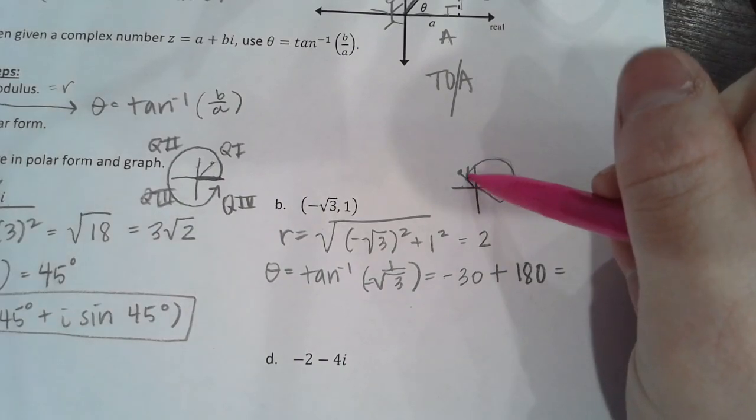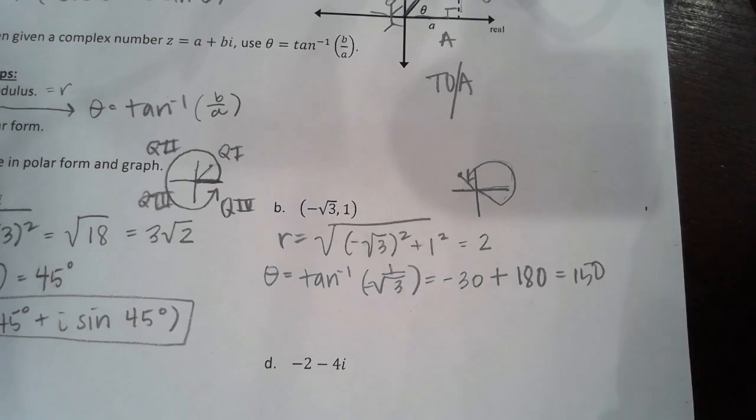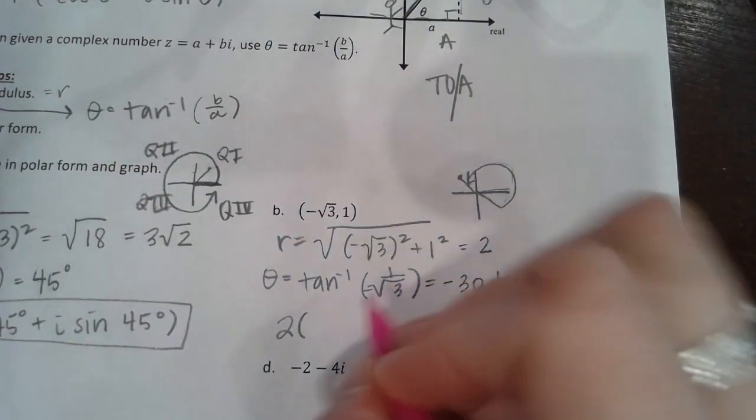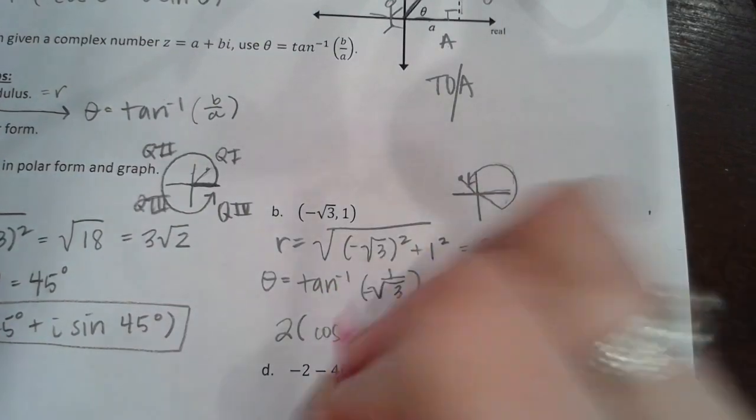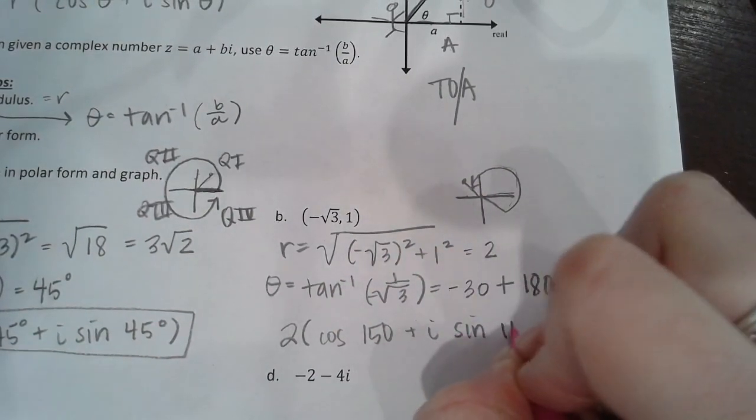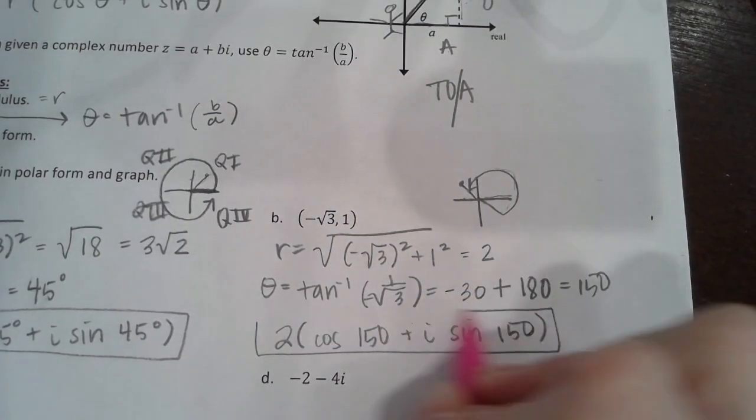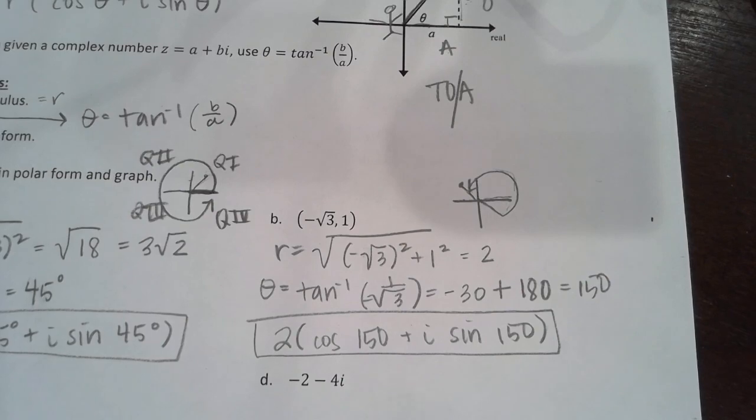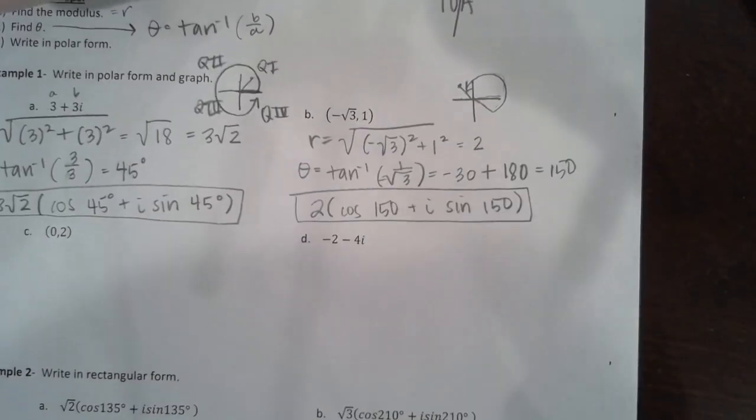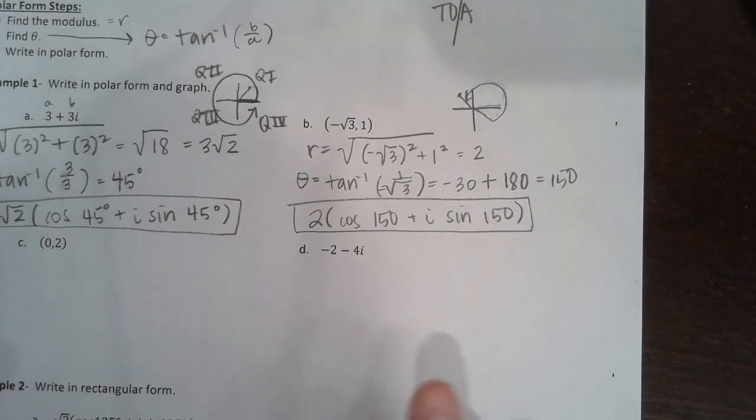So negative 30 and 180 make 150, and now we can write our polar form. So we have 2, our r, times cosine of theta, plus I sine of theta, like that. So you just have to think about where your line is after you get your tangent and where it needs to be.